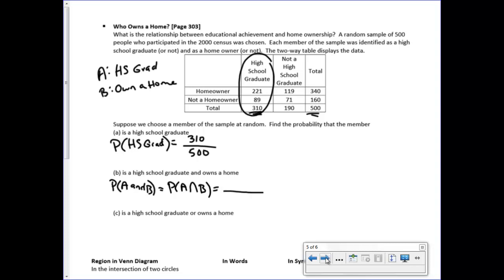So look at your table, think about it a second. Who's a high school grad and owns a home? 221 out of 500.